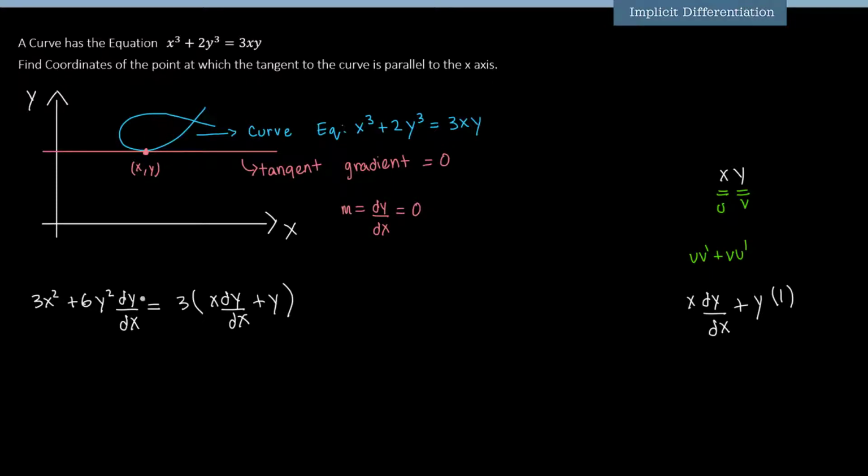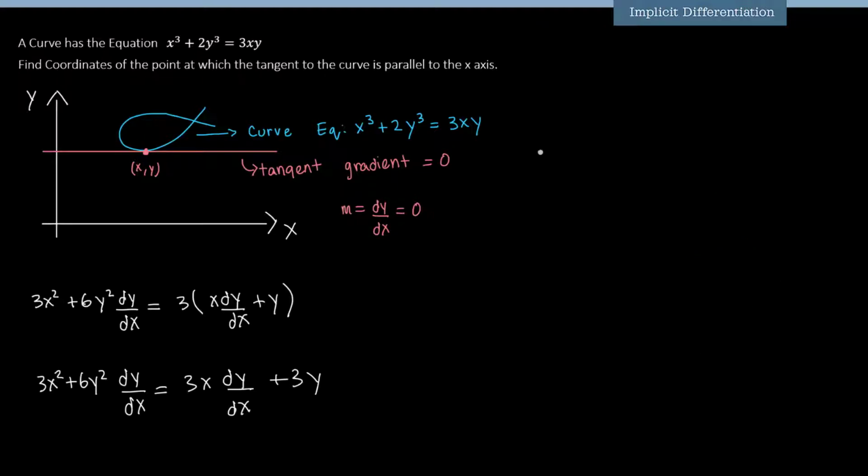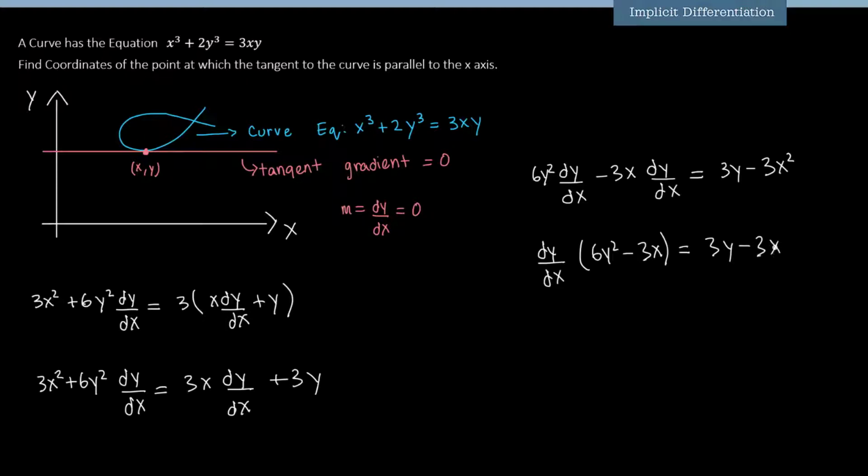Now all that is left is to make dy upon dx the subject. First, expanding this right hand side would give me 3x squared plus 6y squared dy upon dx equals 3x dy upon dx plus 3y. Now shifting terms with dy upon dx to one side and non-dy upon dx terms to the other side, that would give me 6y squared dy upon dx minus 3x dy upon dx equals 3y minus 3x squared. Factoring out dy upon dx on the left hand side would give me dy upon dx times 6y squared minus 3x equals 3y minus 3x squared.